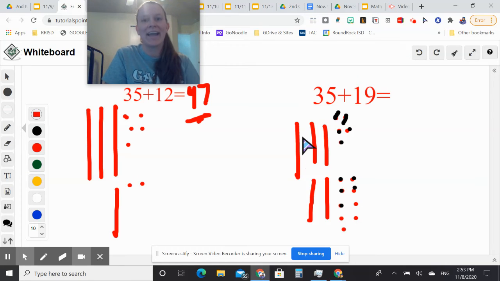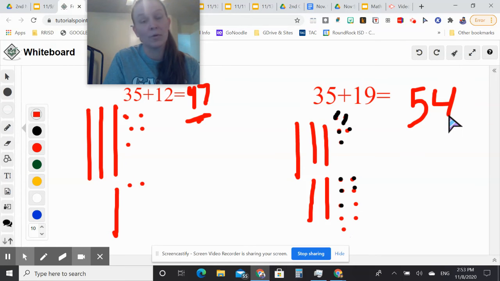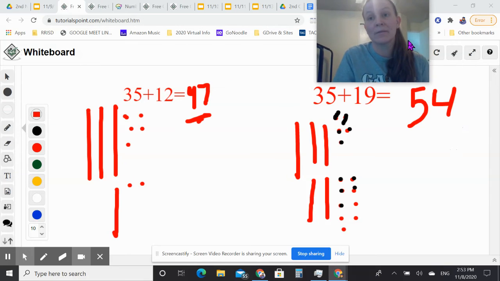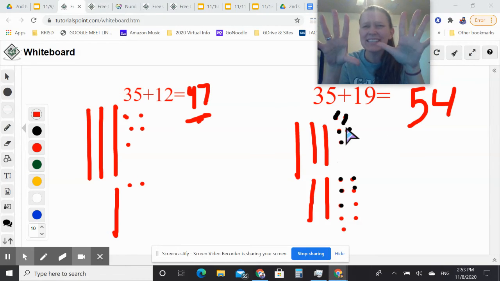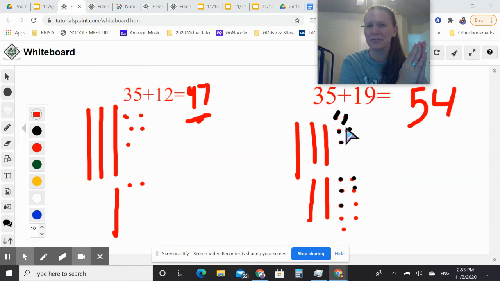Now I have 1, 2, 3, 4, 5 tens, and I'm not going to count these because I packed them up, moved them over. They were over here. Now I have these still left over. 1, 2, 3, 4. 54 is my answer. So if I'm doing tens and ones as a strategy, and I notice there's 10 ones, pack them up, trade them for a 10.